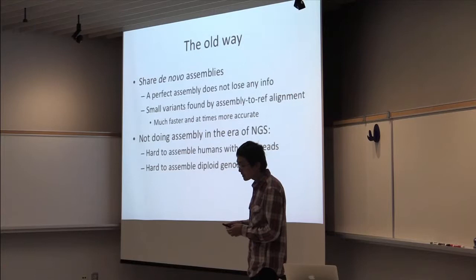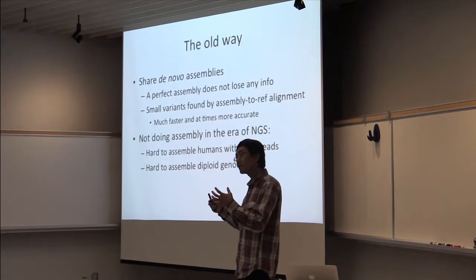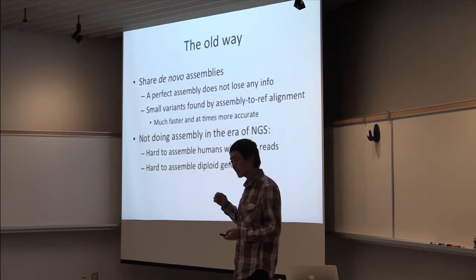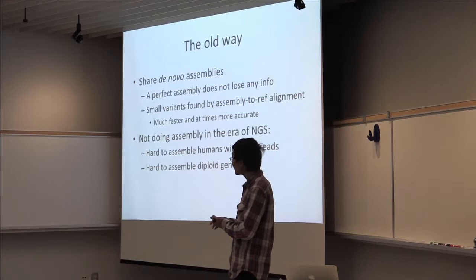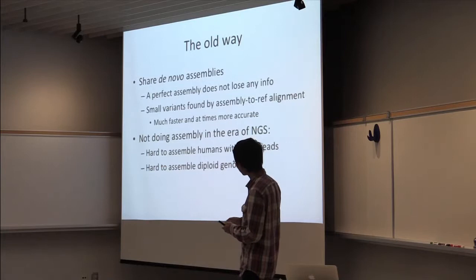The reason that de novo assembly works here is because a perfect assembly keeps all the information in the raw data. You have SNPs, indels, and all these structural variations. And you don't need a reference assembly to do this work. So why don't we do that anymore for NGS? Because assembly is hard with short reads, and secondly, because it's hard to assemble different genomes.